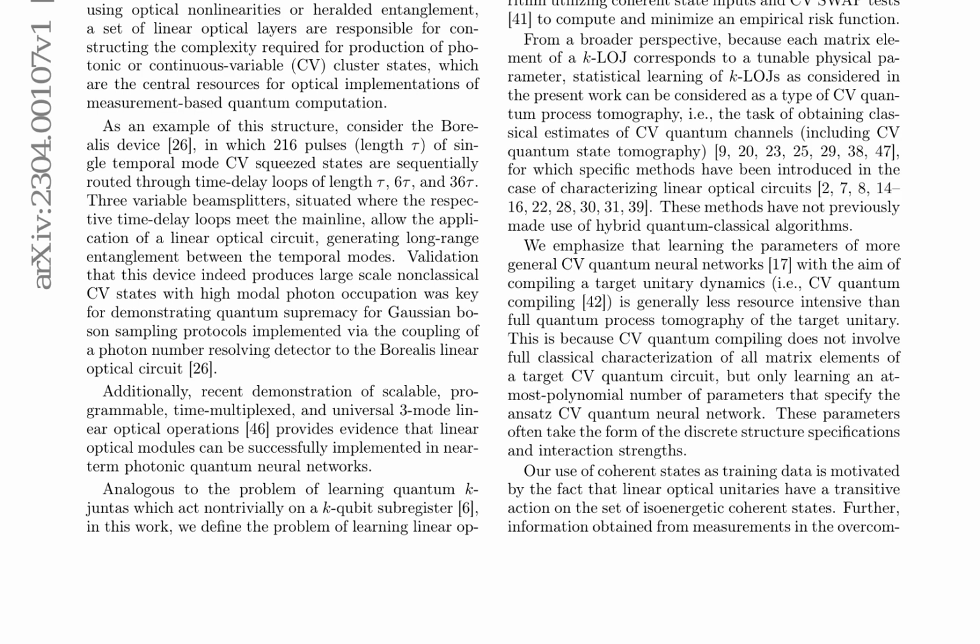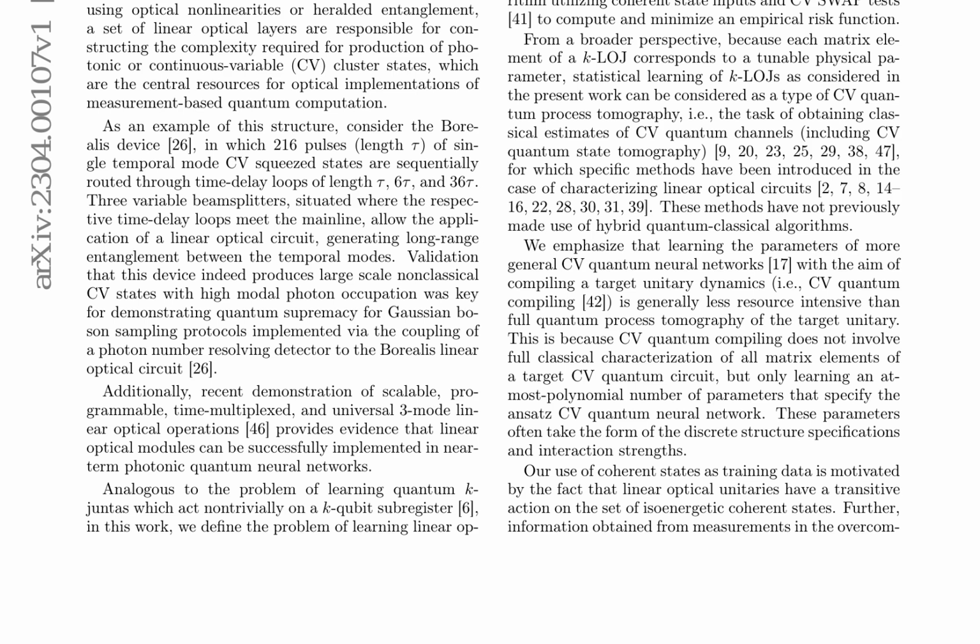Generalization bounds are proven, indicating the sufficiency of O(E^{1/2} M) training states in the first scheme and O(E^{1/3} M^{1/3}) training states in the second scheme. The KLOJ problem is analogous to learning quantum K juntas, where a linear optical K junta corresponds to a K-qubit subregister. This work provides an energy-efficient, adaptive algorithm that identifies the junta set and learns the circuit.